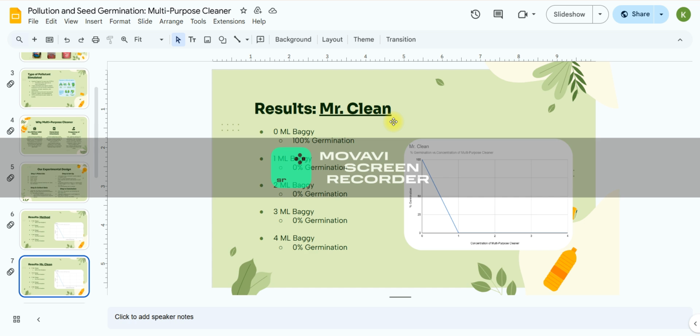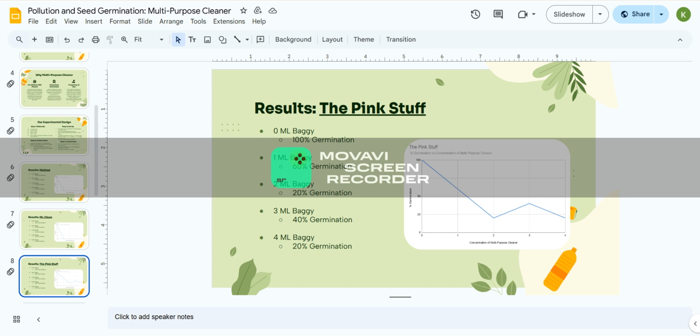We also had Mr. Clean, which I believe was Ava, who had, again, the first baggie germinated, but all of the others did not. And we can see that graph off to the right. And then on our next slide, we can see that the pink stuff actually did germinate after even the control baggies. It kind of fluctuated a lot.